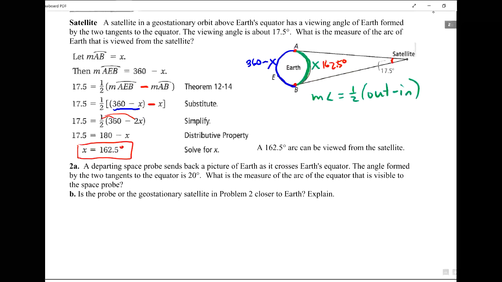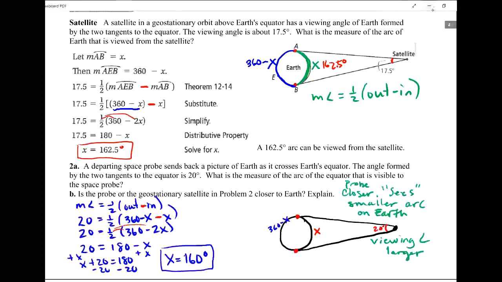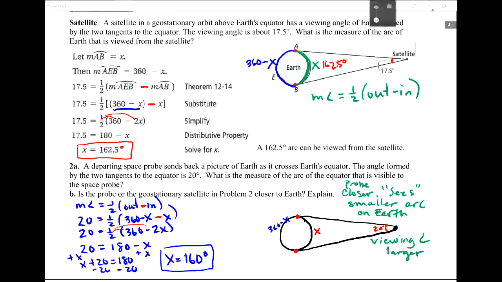And go ahead and pause the video and try the next problem. Alright, this problem was exactly like the last problem. We have a space probe. Looking back, it can see tangent to the Earth. You can't see past the horizon there. We want to know how much of the Earth it can see. We know that its viewing angle is 20 degrees. And so we want to know how much of the arc it can see. That's x. So because it is tangent, the other side is 360 minus x.